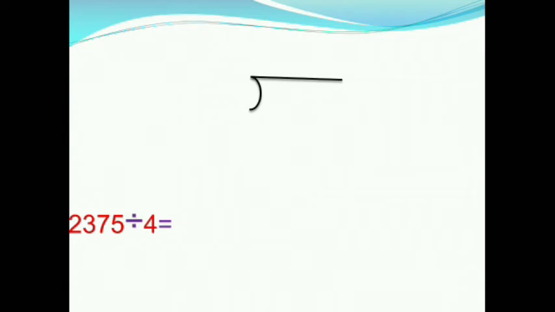2375 divided by 4. Here 2375 is the dividend, 4 is the divisor. We should divide the first digit, that is 2. 2 is lesser than 4. So we will take the first 2 digits, that is 23.